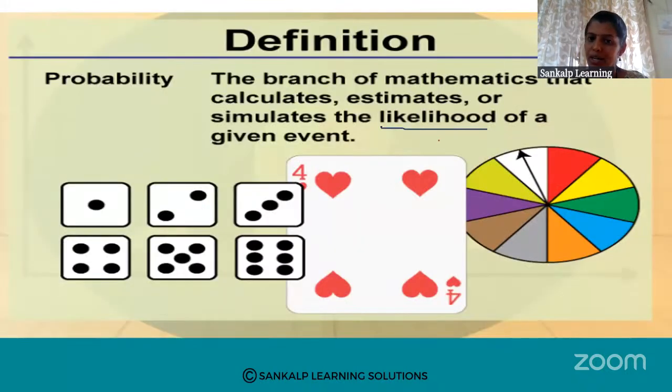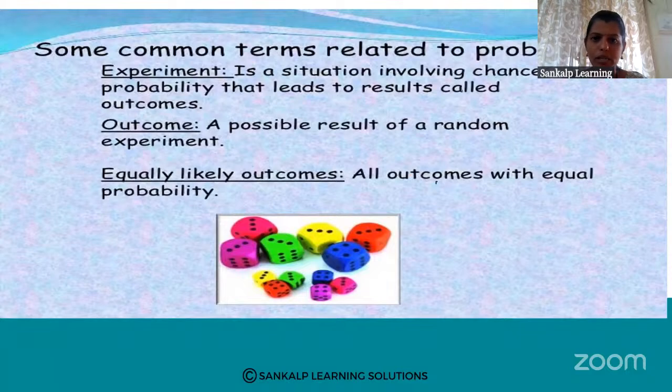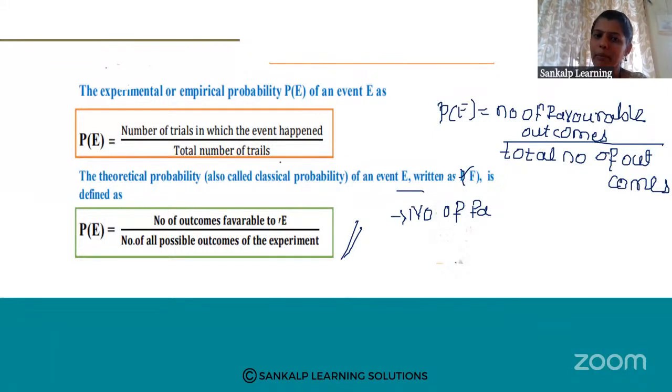Some common terms related to probability: experiment, outcome, event. Next, the experimental or empirical probability P of E of an event E is the number of trials in which the event happened divided by the total number of trials. Next, the theoretical probability of an event E, written as P of E, is defined as the number of outcomes favorable to E divided by the number of all possible outcomes of the experiment. In other words, number of favorable outcomes divided by total number of outcomes.